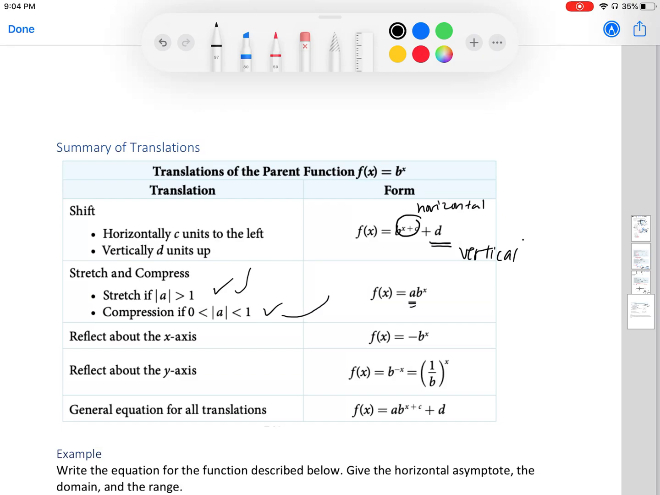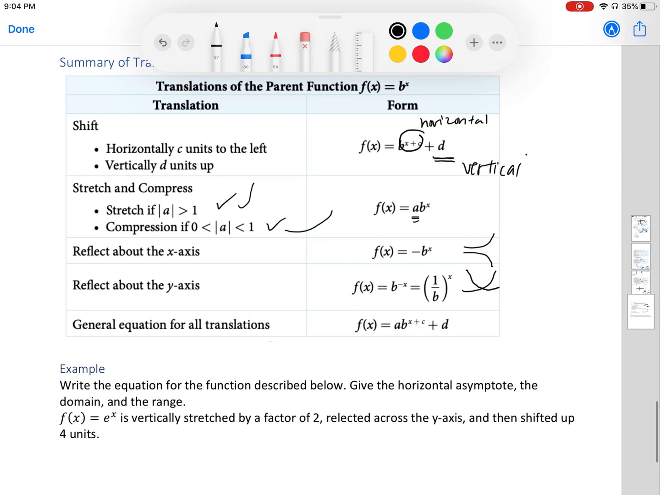If you have a negative in the front, it's a reflection over the x-axis. Instead of going this way, it'll go this way. And if you have a negative in the exponent, it creates a reflection over the y-axis. So instead of going this way, it'll now go this way. And there you have your general equation.